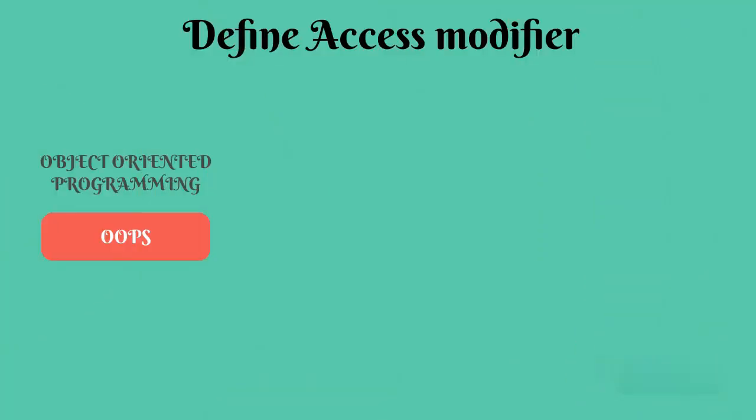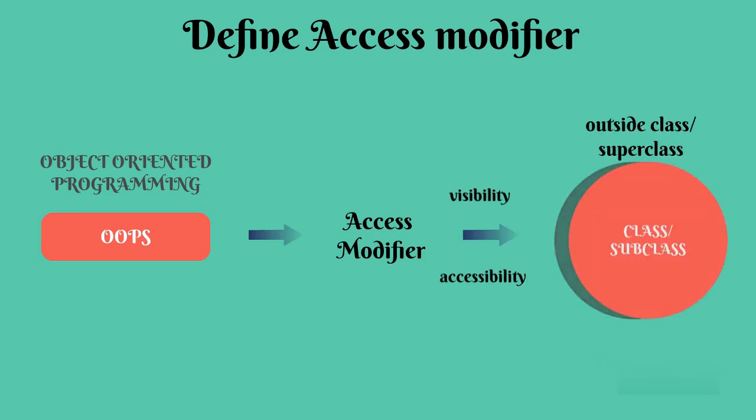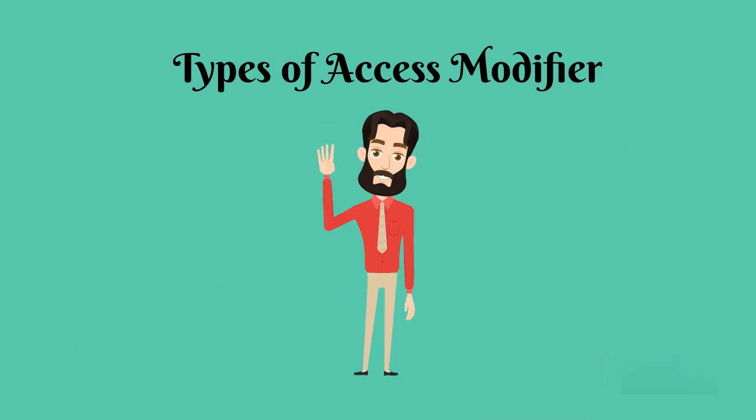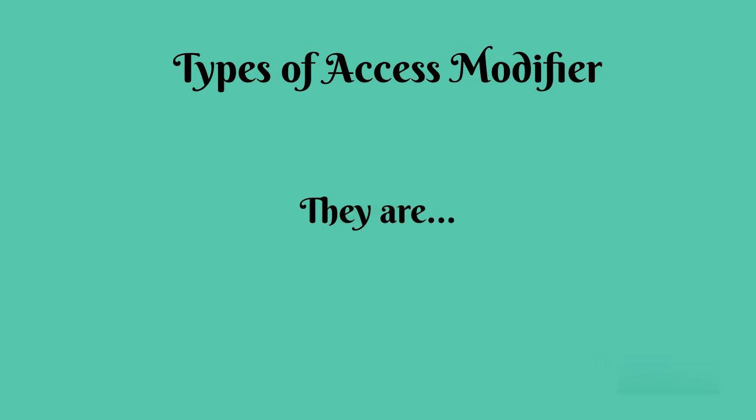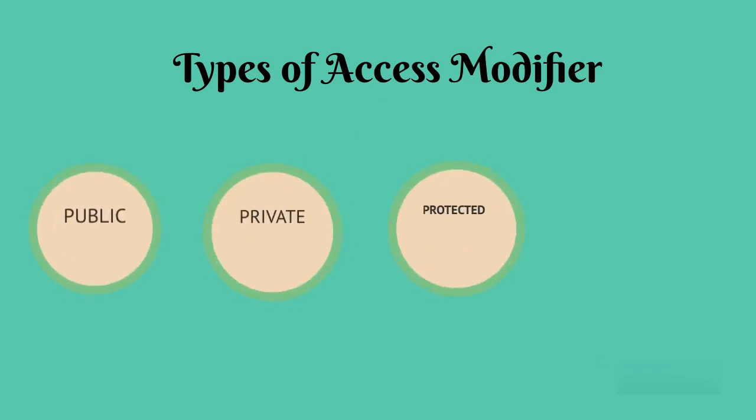In object-oriented programming, an access modifier is a keyword or symbol used to control the visibility and accessibility of class members from outside the class. The four main access modifiers typically found in many programming languages are public, private, protected, and package (default). Public: accessible from anywhere.